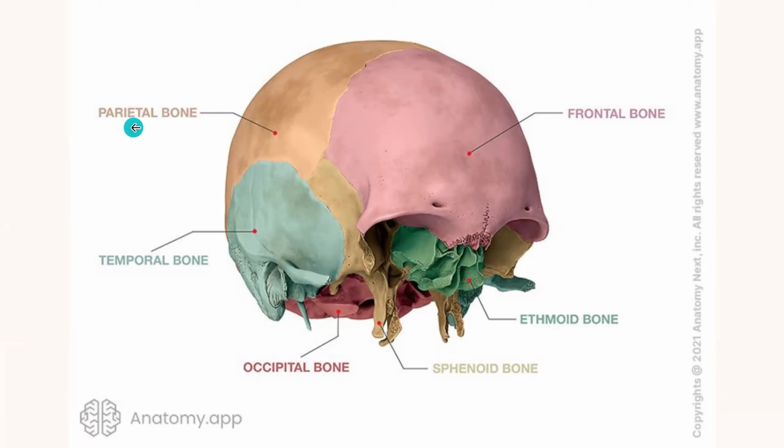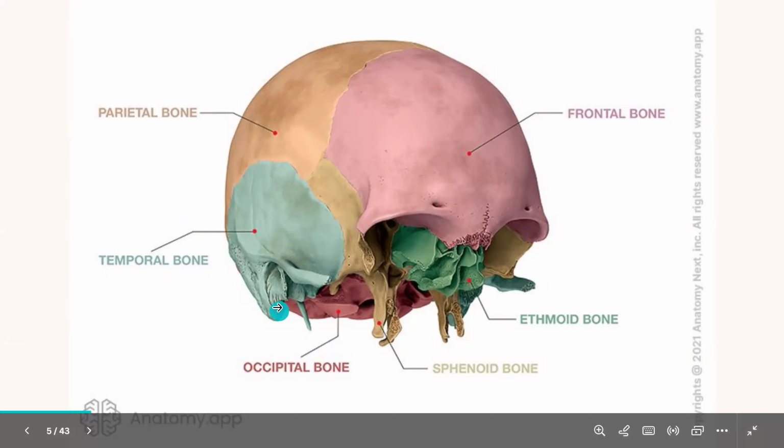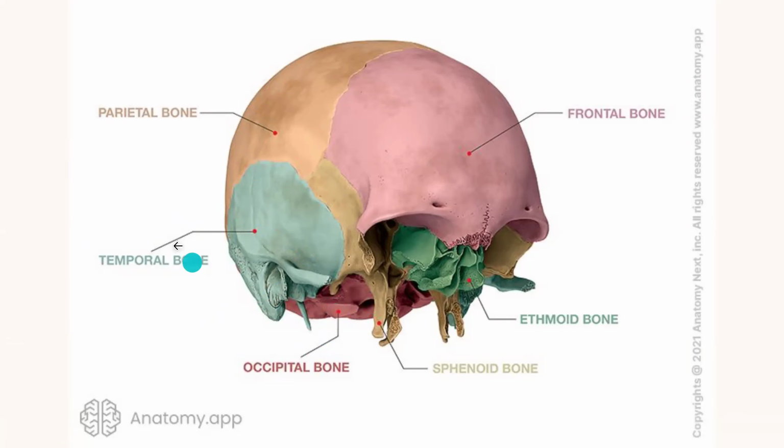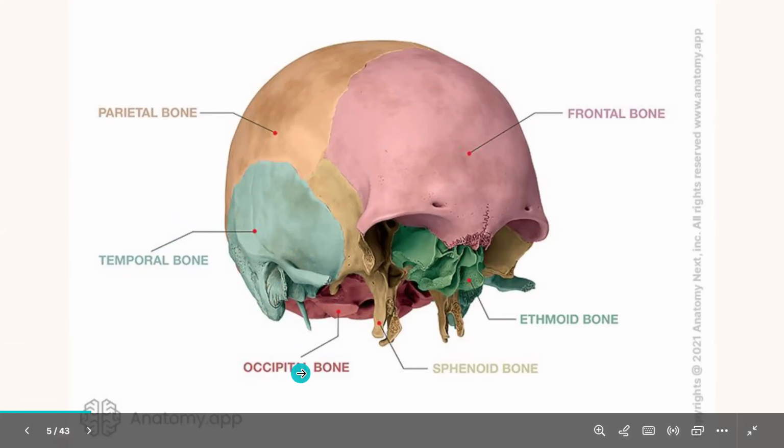The other bones are the parietal bones. Why did I say bones? Because the parietal bones are paired, one on each side, located in the superolateral part of your skull. In the inferolateral part of your skull, the temporal bone is located. And posteriorly, the occipital bone. The temporal bone is also a paired bone, but the occipital bone is a single bone.